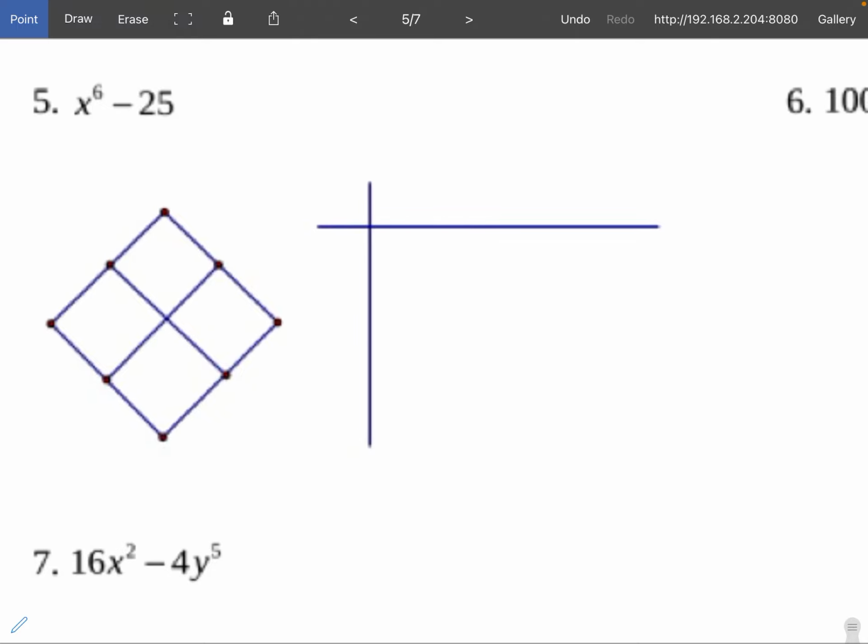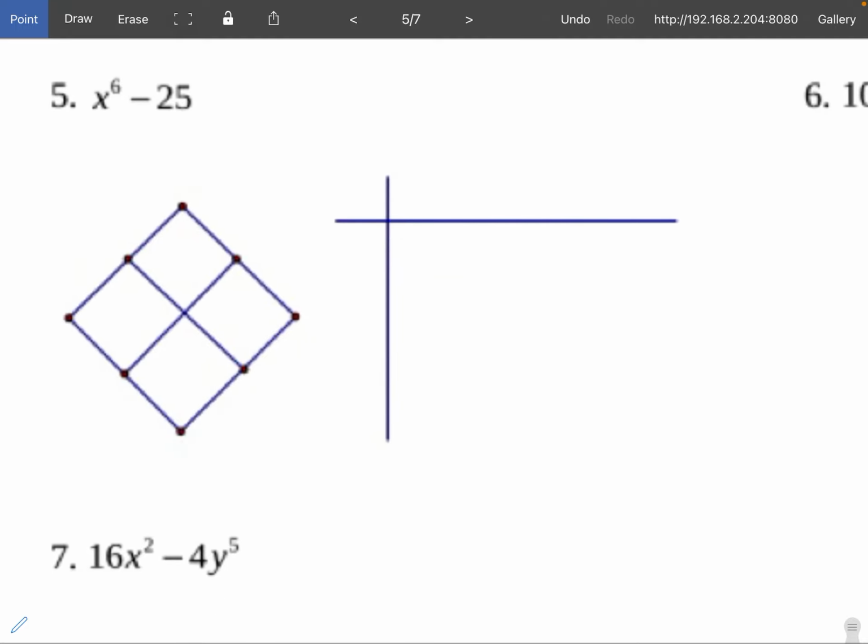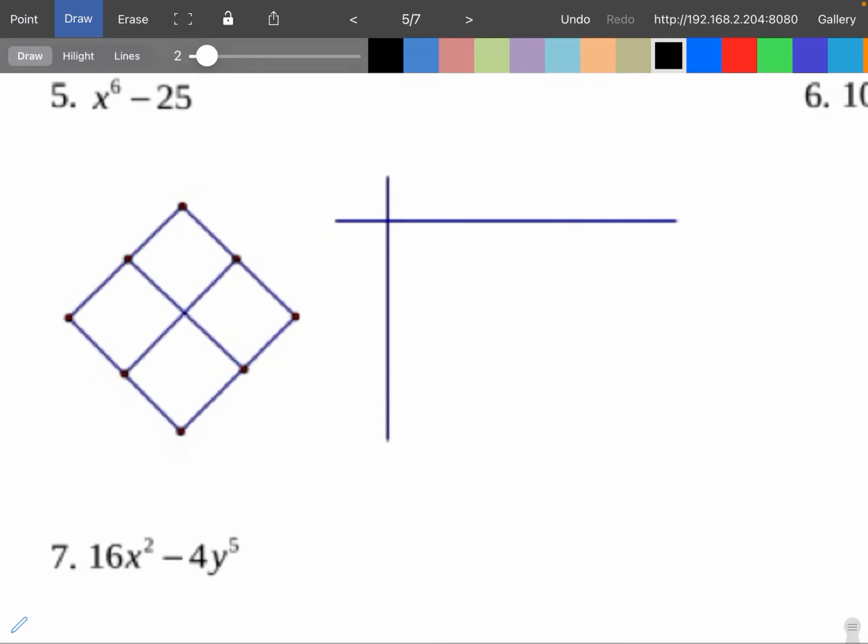All right, so then we are on number 5. Is 25 a perfect square? Yeah, because it's 5 times 5, right? Okay, so let's do this one then. So now we're going to set it up the same way. We're going to say this is something squared minus something squared. So what would you square to get x to the 6th? It'd be x to what power? X to the 3rd, perfect.